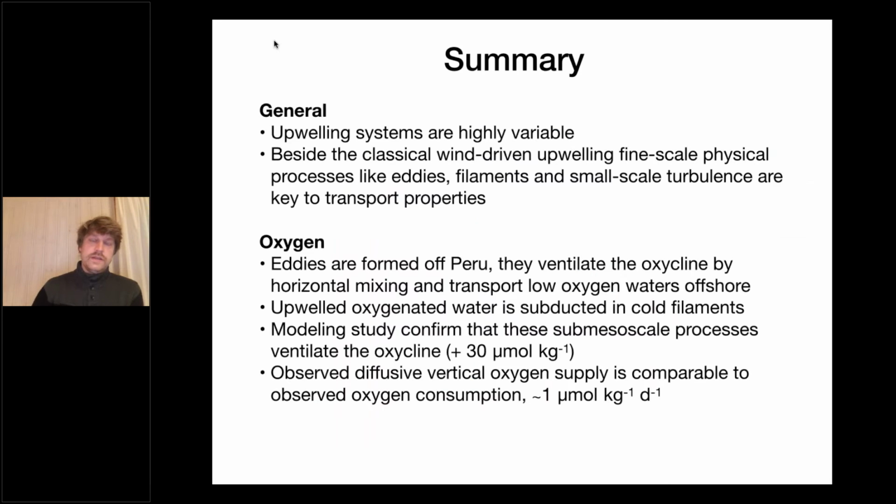So in summary, we come already to the summary. Upwelling systems are highly variable. And besides the classical wind-driven upwelling systems, we have fine-scale processes like eddies, filaments, and small-scale turbulence, and they're very important to transport properties like temperature, oxygen, nutrients, and so on. And we definitely have to account for them if we want to understand how these systems are going to behave in the future.